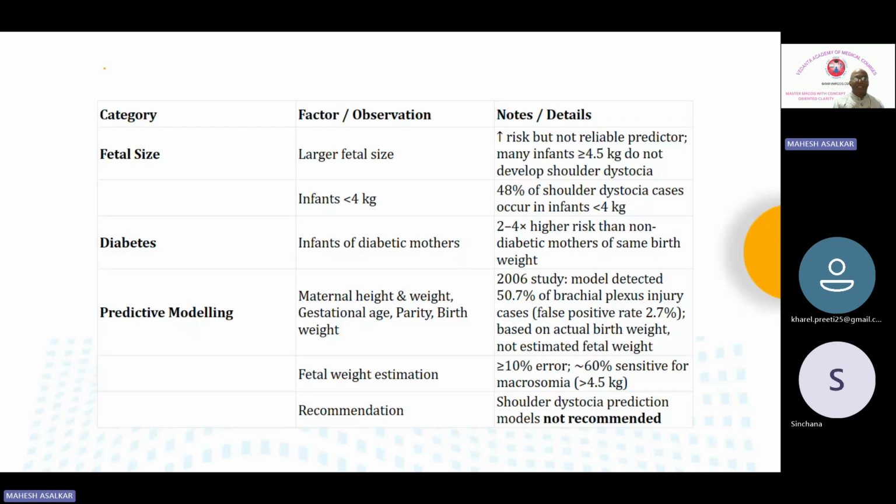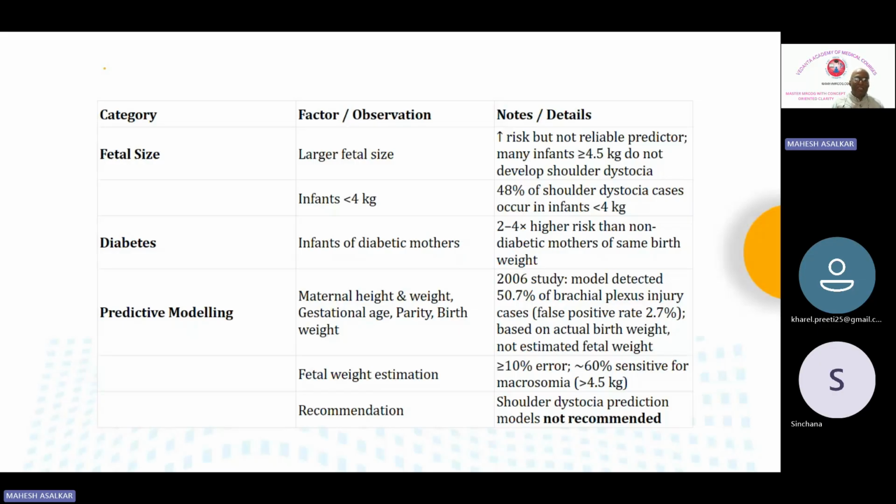When there is a large fetal size, will it increase the chance of shoulder dystocia? Okay, the large fetal size will increase it, but it is not a reliable predictor. Many infants more than 4.5 kg do not develop shoulder dystocia. So definitely there will be some increase, but it is not a reliable predictor because most of the infants more than 4.5 kg do not have shoulder dystocia. Then 48% of shoulder dystocia cases occur in infants less than 4 kg. So no doubt the fetal size will increase the risk, but that cannot be said to be a reliable factor.